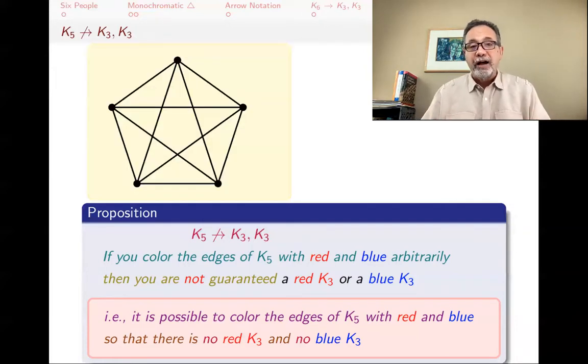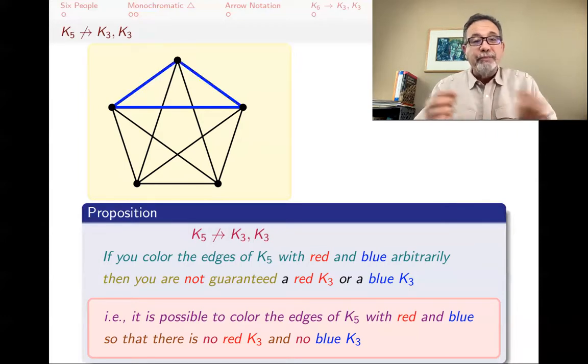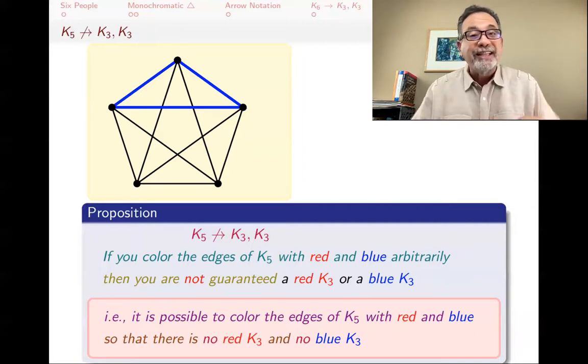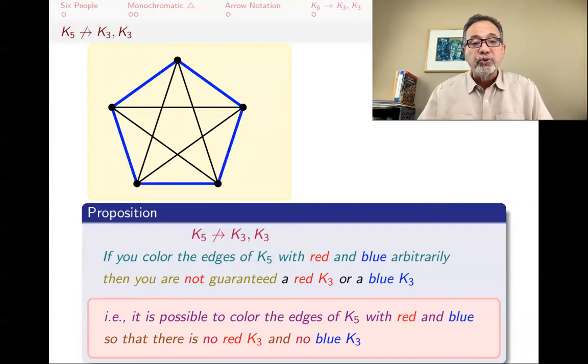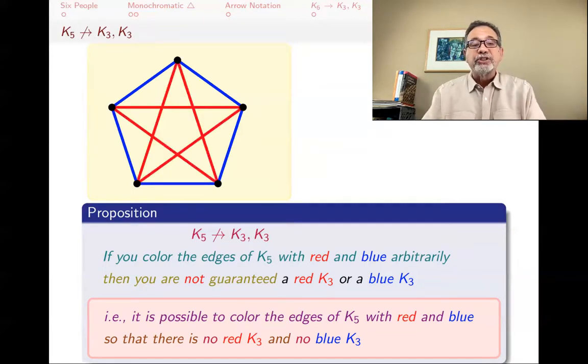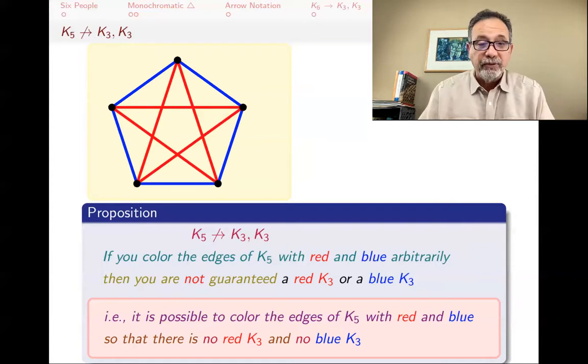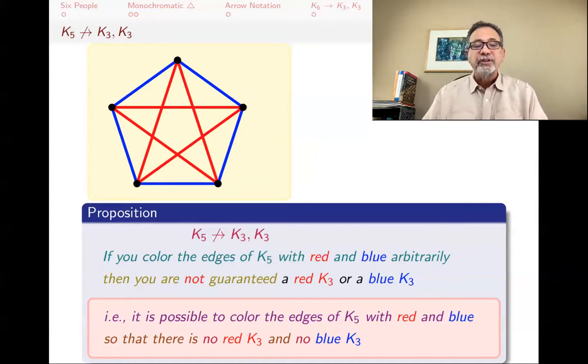So here's a K5, 5 vertices and every edge between them. Now, of course, it's possible to color it in a way that I do get a blue triangle. I might make those three blue, and then I would get a blue triangle. That's not the point. The point is that there is at least one way to color it such that there is no monochromatic triangle. And I'm just going to show you. So I'm going to make blue all the edges on the outside, and I'm going to make red all the edges on the inside. And if you stare at that long enough, you'll see there are no monochromatic triangles. There's no blue triangle, and there is no red triangle. So K5 does not arrow to K3 or K3.